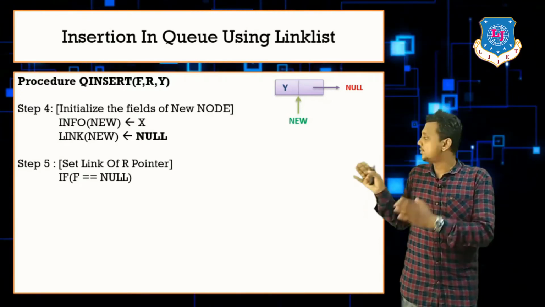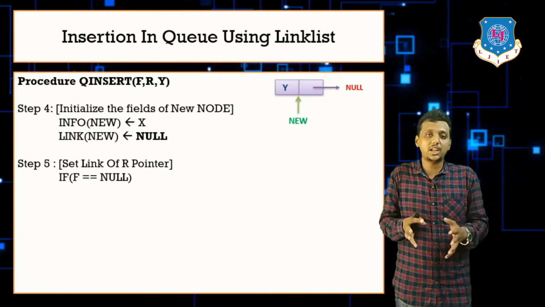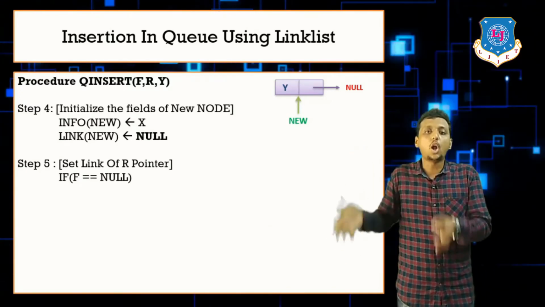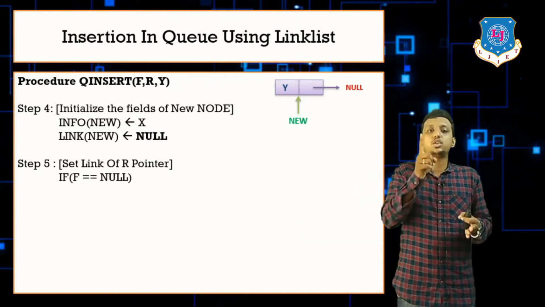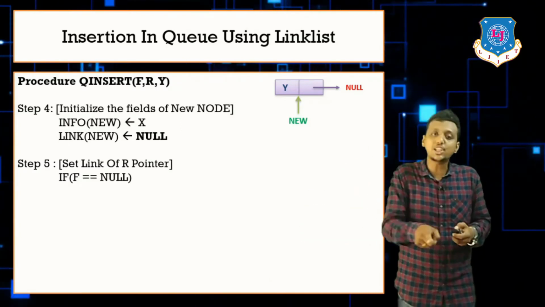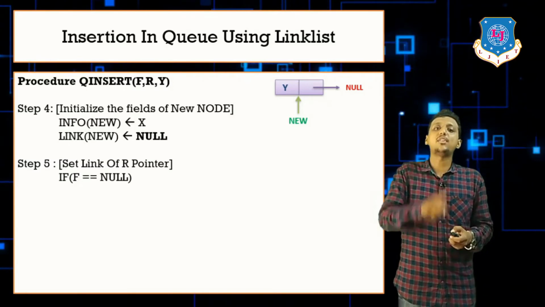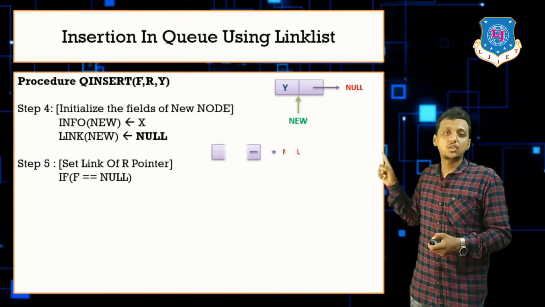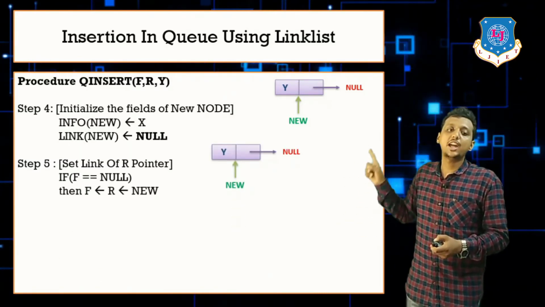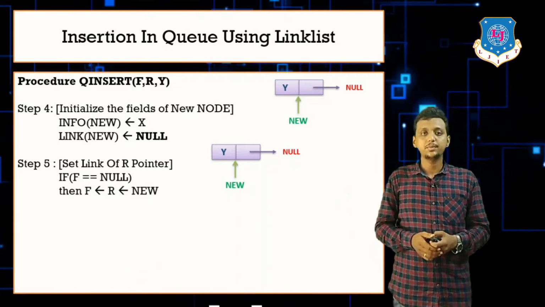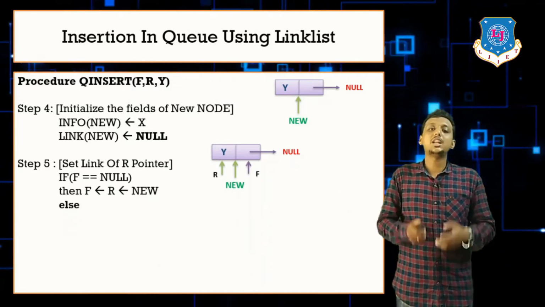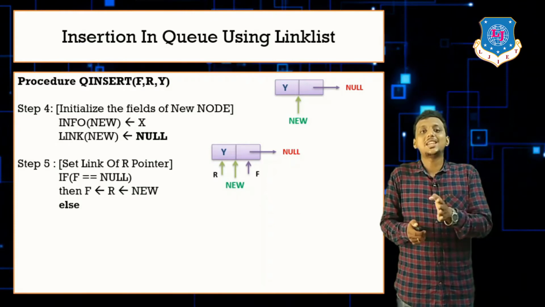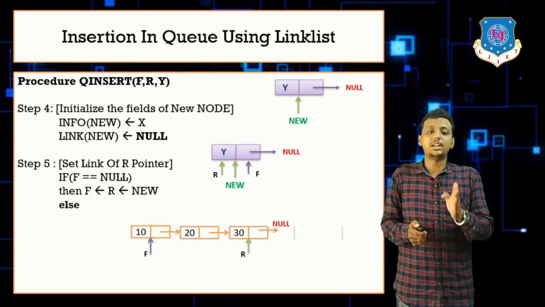Students, if the linked list does not exist, then the front and rear are both pointing to null. That means if f is equal to null, then the linked list does not exist. In this situation, whatever node you have becomes your first node and your last node. So we just need to write f is equal to r is equal to new. That means f arrow r arrow new. Fine, so it's done.